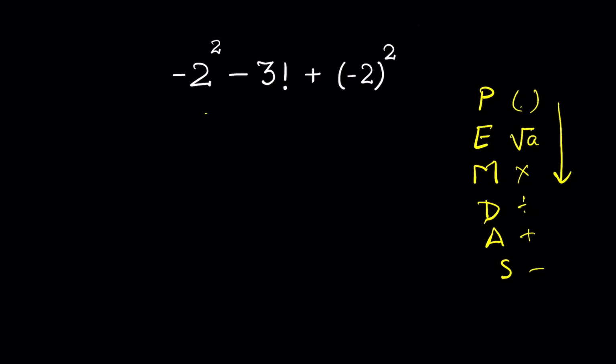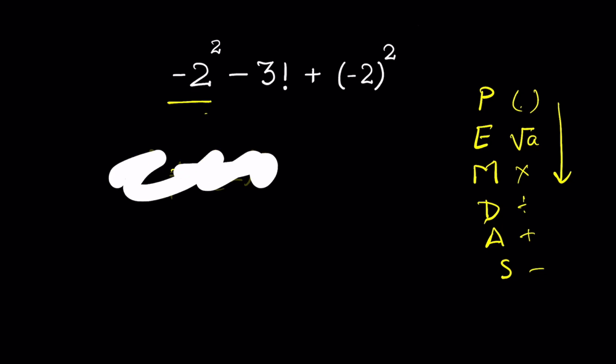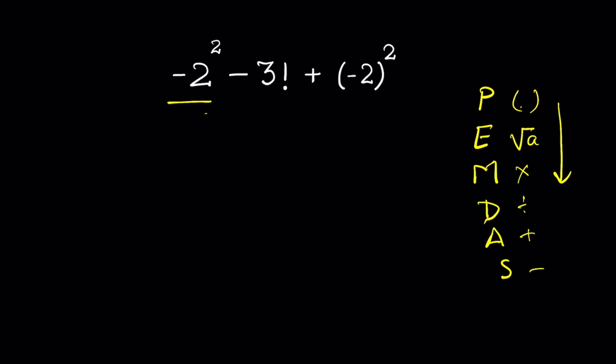So we have two exponents here, and the first mistake that students make is that they think that −2² equals (−2)², with the minus inside the bracket. But this is not equal, because here you can see the minus is not inside the bracket. This means the minus will remain outside, and the square is just on the number, so it will be minus 2 times 2. So this is equal to −4.